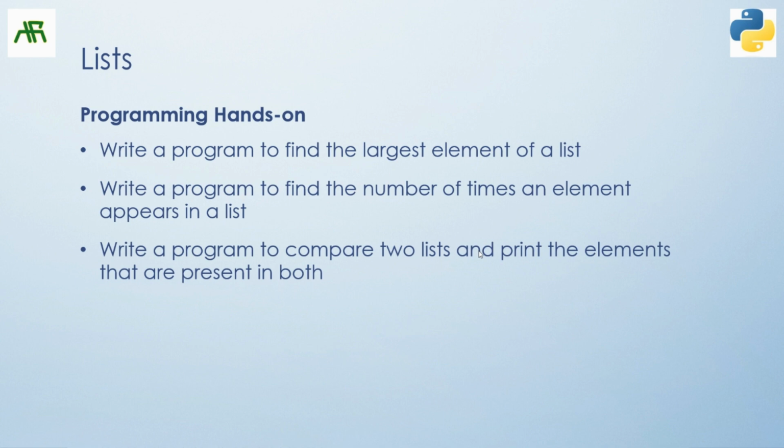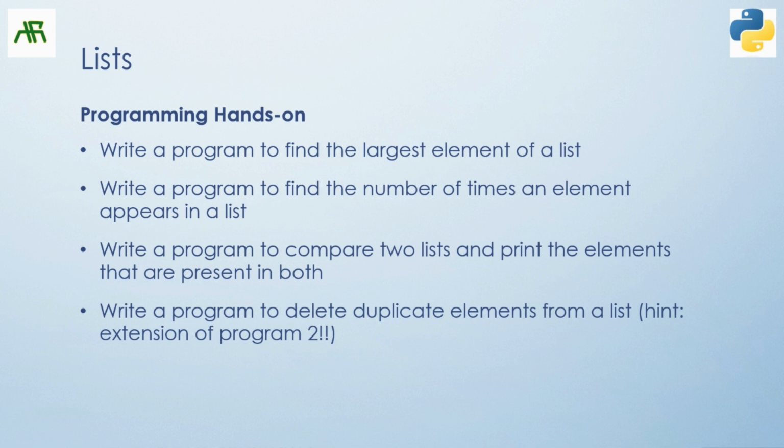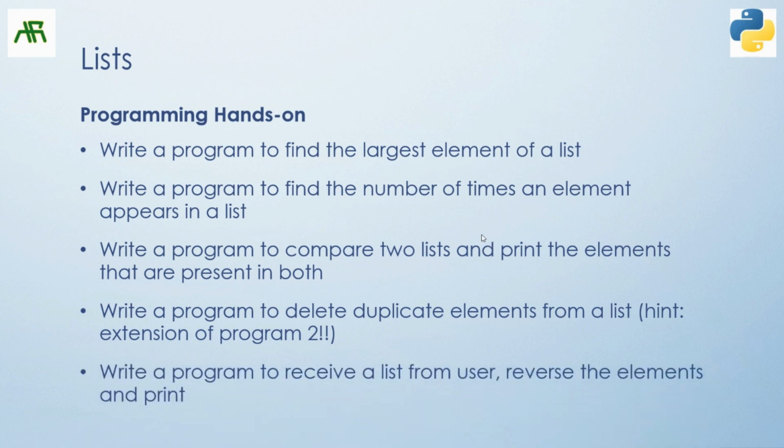Write a program to compare two lists and print the elements that are present in both. Receive the two lists from the user and compare those lists to see what elements are present in both lists and print those elements alone. Write a program to delete duplicate elements from a list. Just a hint, this can be an extension of the program where we find the number of times a particular element appears in a list. And then write a program to receive a list from the user, reverse the elements and print them.